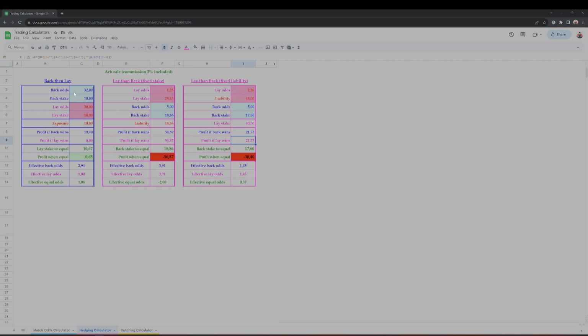Similarly, if you first back and then lay, we can do the same, right? So we can even leave that. Maybe not odds 3.2. Okay, let's say it's 10. That's an interesting one. You're attempting a financial suicide. Laid odds are higher than the back odds.